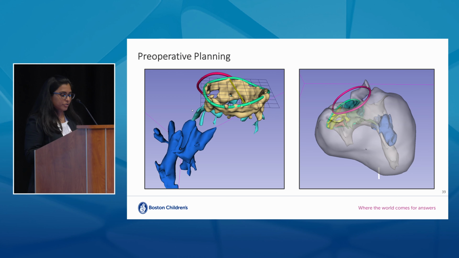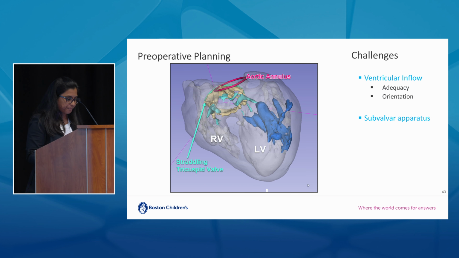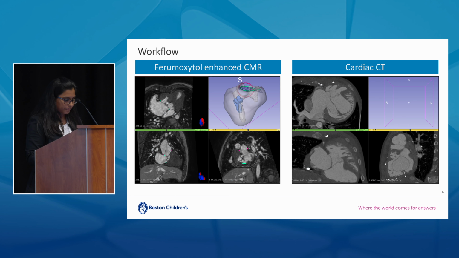So AV valve modeling is critical in heterotaxy. It's central to preoperative planning, whether you're addressing valve regurgitation in a patient with single ventricle physiology, or whether you're considering a two ventricle repair. So some of the preoperative challenges we face are, one, understanding the adequacy and the orientation of ventricular inflow, particularly in heterotaxy patients with AV canal defects. And two, understanding the subvalvar apparatus and how those structures contribute to the feasibility of ventricular septation.